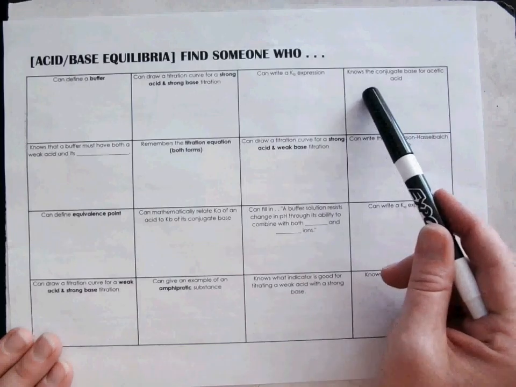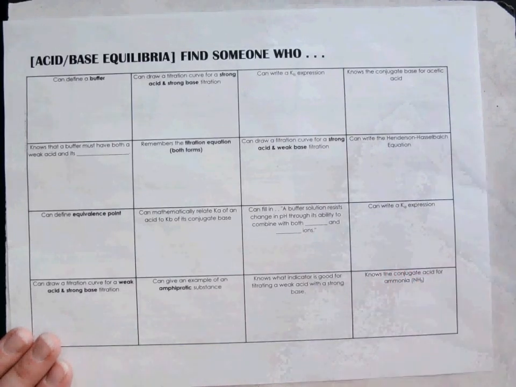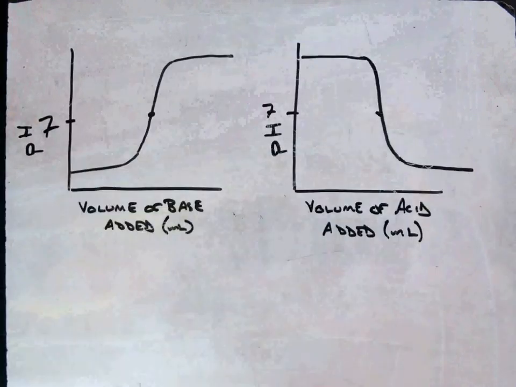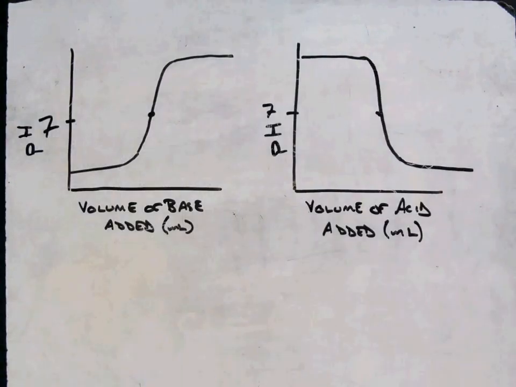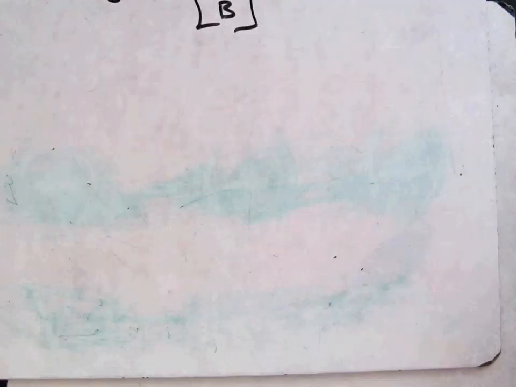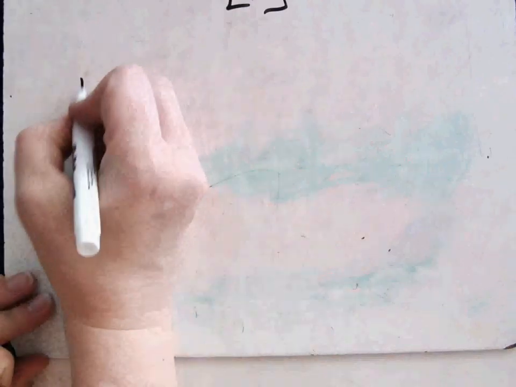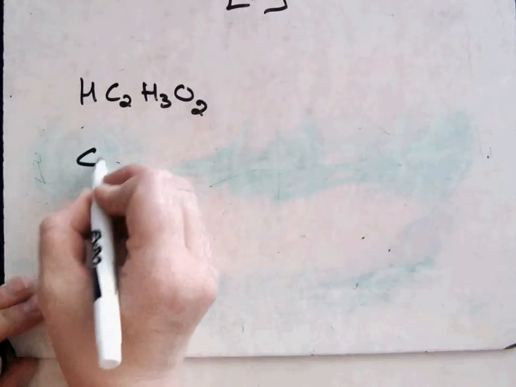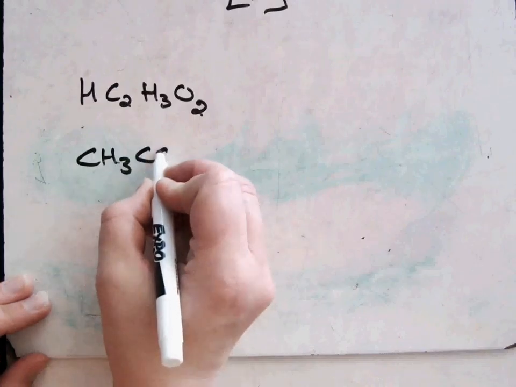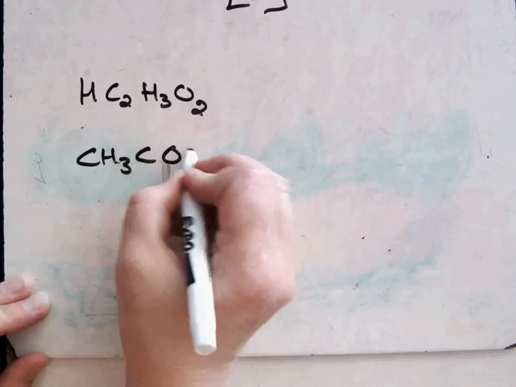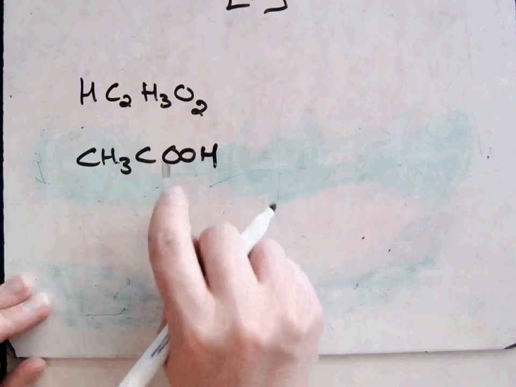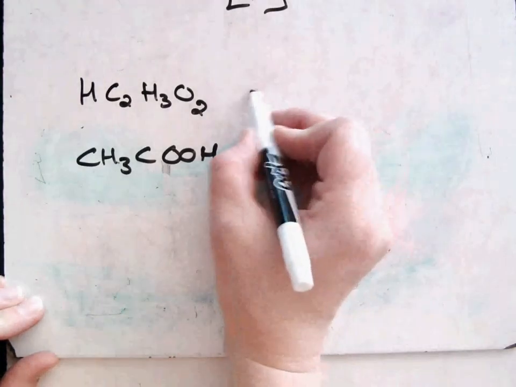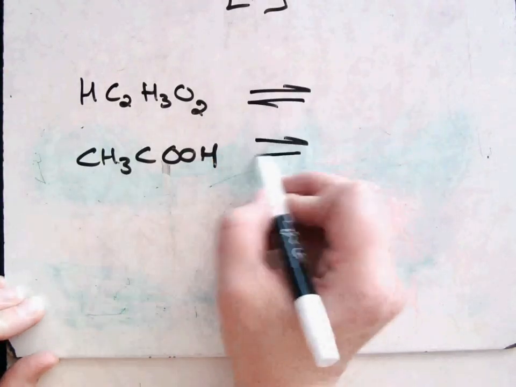Okay. Number 4 says, who knows the conjugate base for acetic acid? Acetic acid can either be written as HC2H3O2 or CH3COOH. If you add up all the carbons, hydrogens, and oxygens, you'll see they're the same thing.